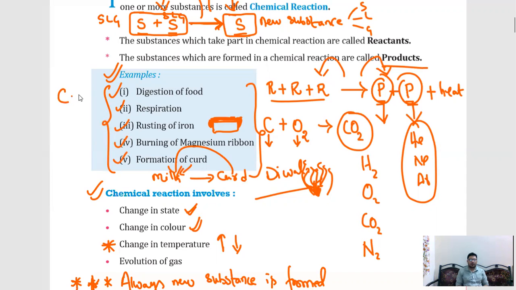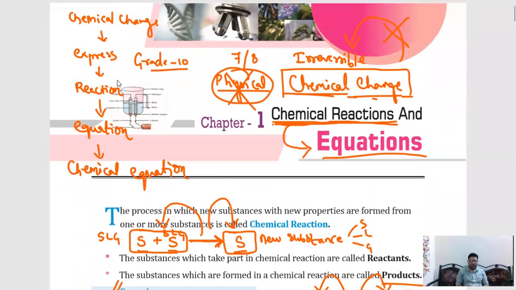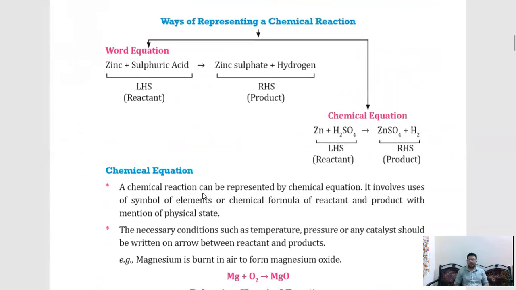Whenever you observe a chemical change, that chemical change is nothing but a chemical reaction. So for all chemical reactions, you can represent a chemical equation. That is a simple flowchart you have to understand. Whenever you see a chemical change, you can say it in the form of a reaction, and all reactions you can write in the form of equations. After this, you see ways of representing a chemical reaction.